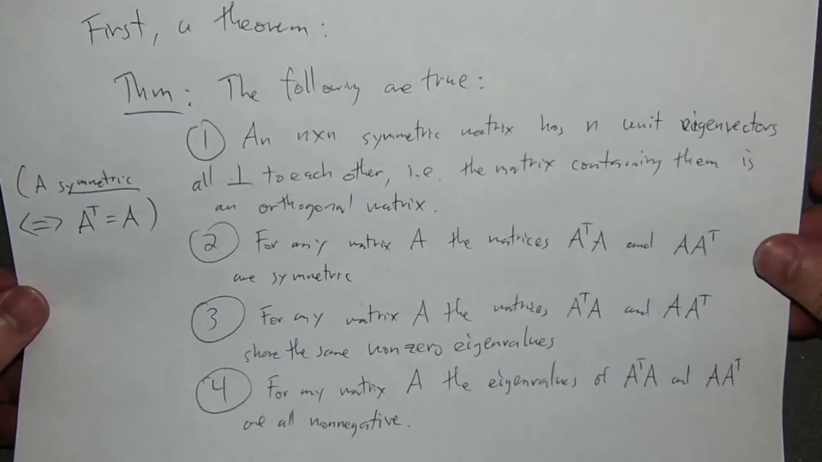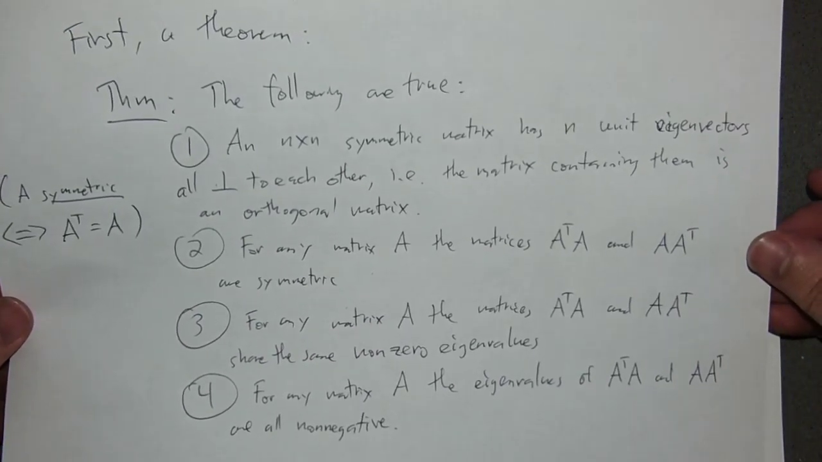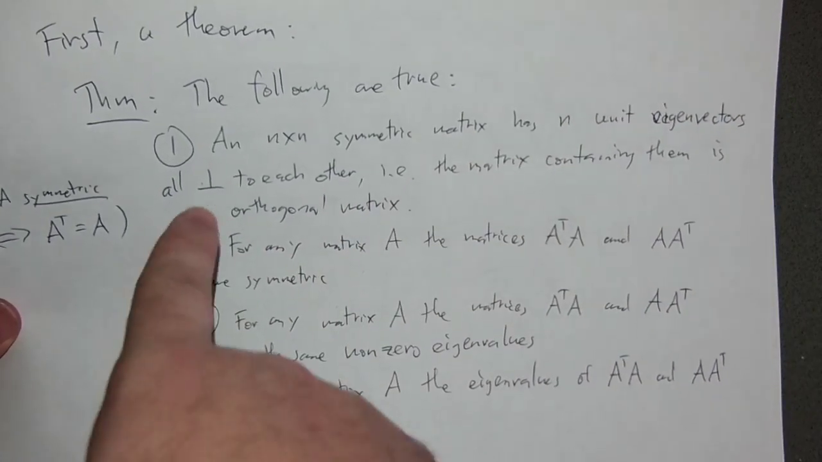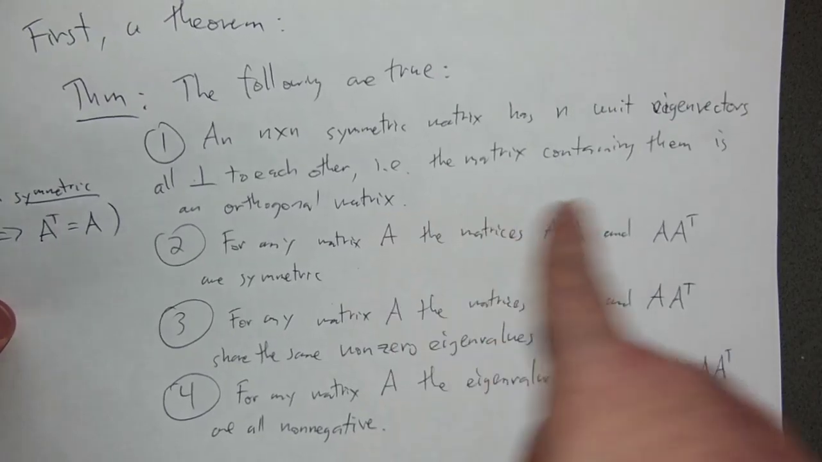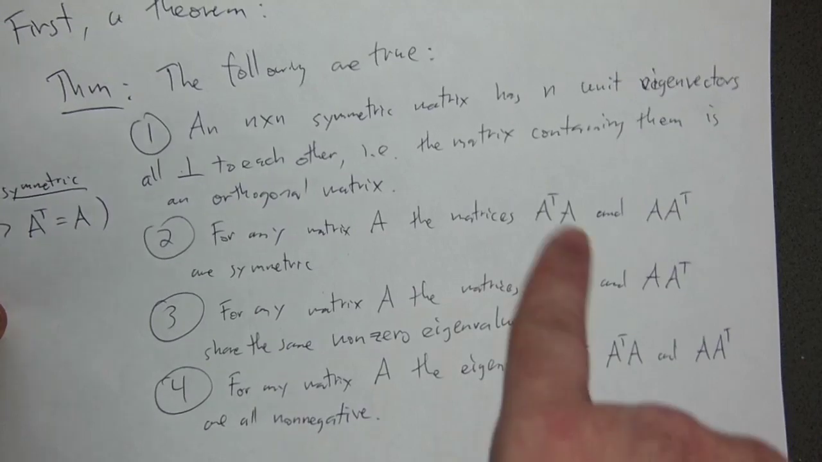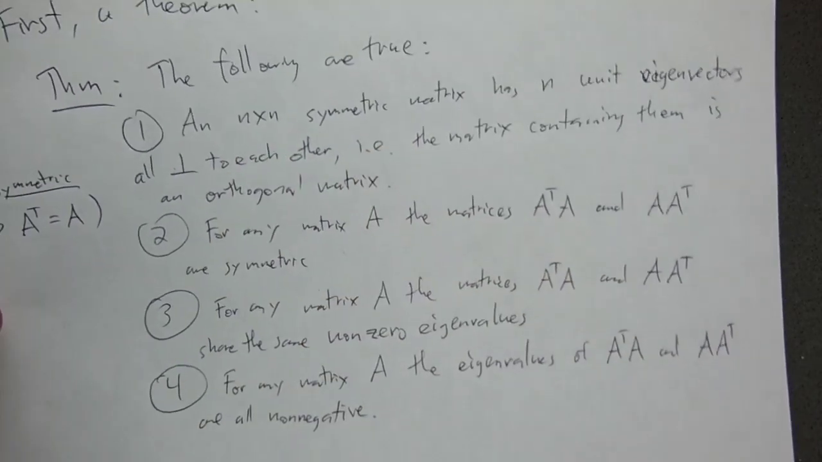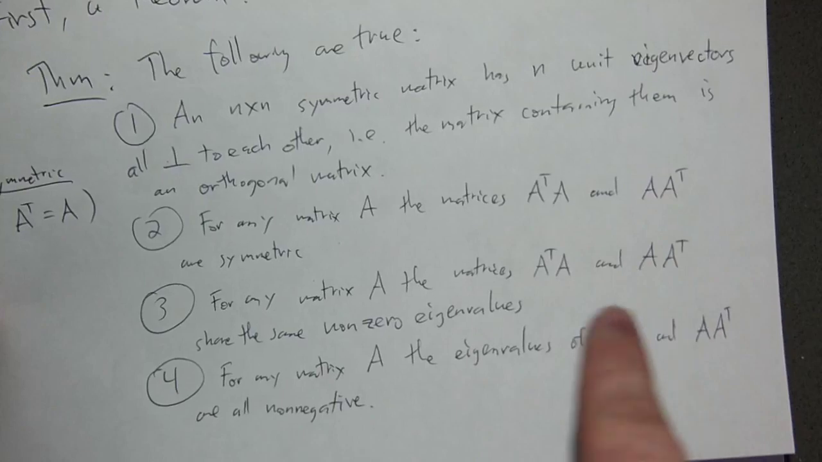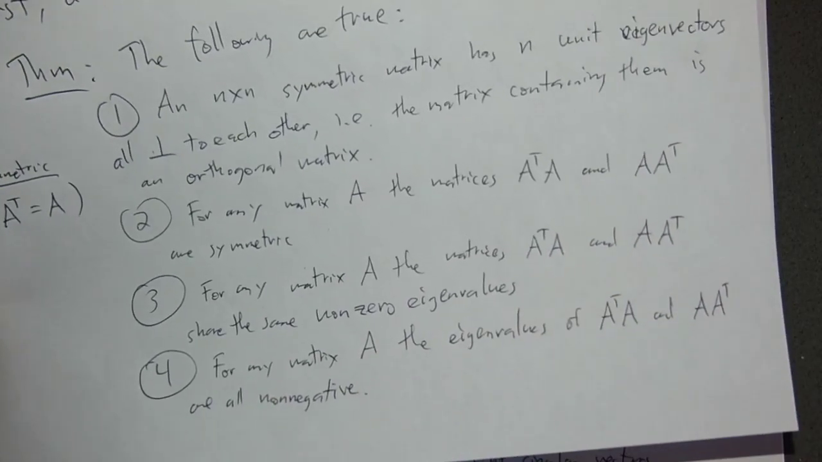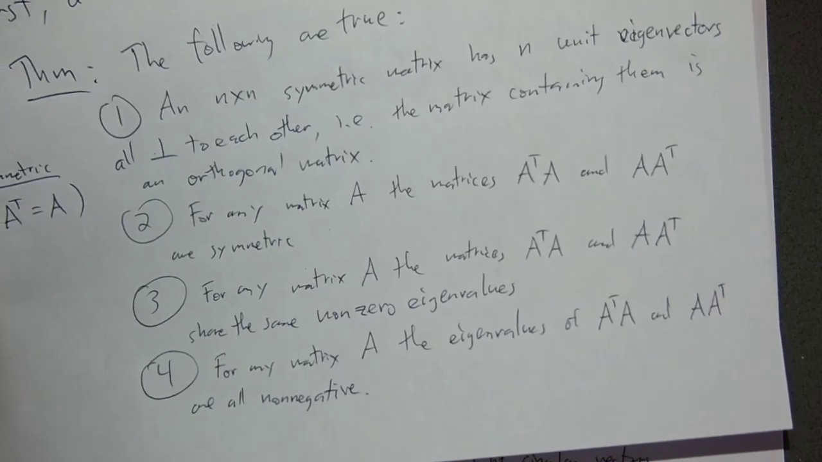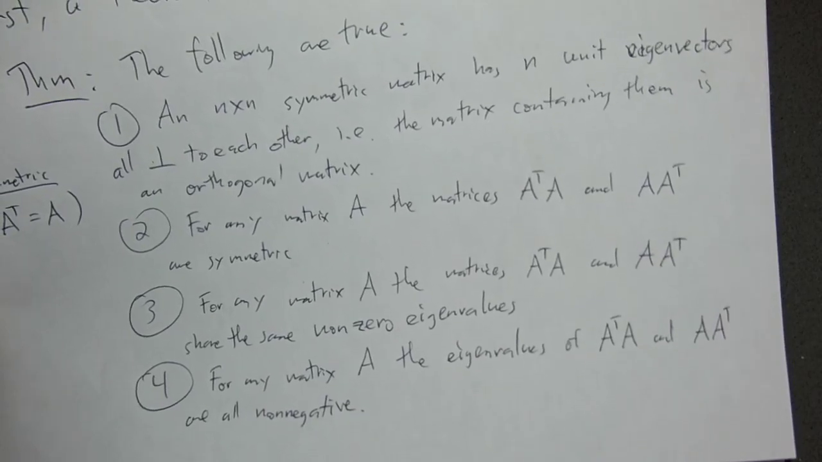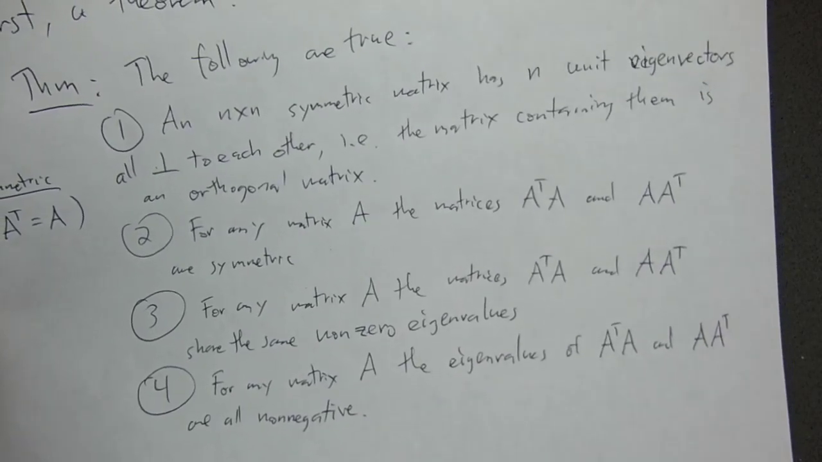remind you of the statement of this theorem, which is that an n by n symmetric matrix has n unit eigenvectors that are all orthogonal to each other, i.e. the matrix containing them is an orthogonal matrix. So I have these facts. That's true for symmetric matrices, and it turns out that these matrix products are symmetric matrices. They share the same non-zero eigenvalues, and they're all non-negative. Remember that the singular values in question are formed from exactly those things, so that's why that's important.